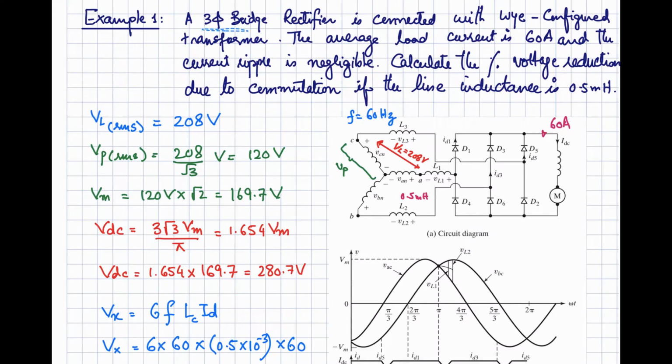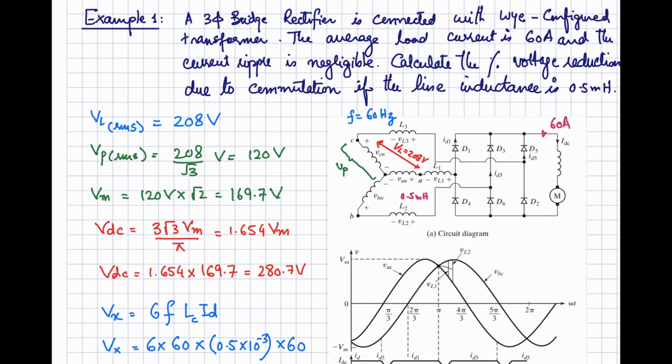So, a three-phase bridge rectifier is connected with a Y-configured transformer, as you can see in this figure. The secondary of the input transformer is Y-configured and the line voltage is 208 volt. The frequency is 60 Hz and the average load current is 60 ampere, and there is no ripple in the output voltage waveform. We are supposed to calculate the voltage reduction because of the line inductance, and that inductance is 0.5 millihenry. These inductances will be affecting the voltage at the load terminal, as we discussed in the last video.